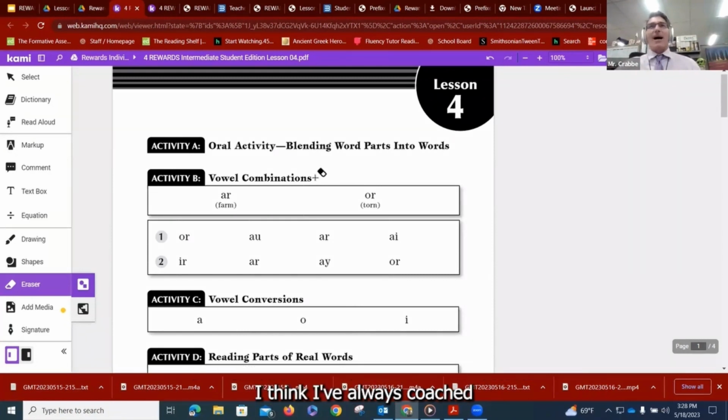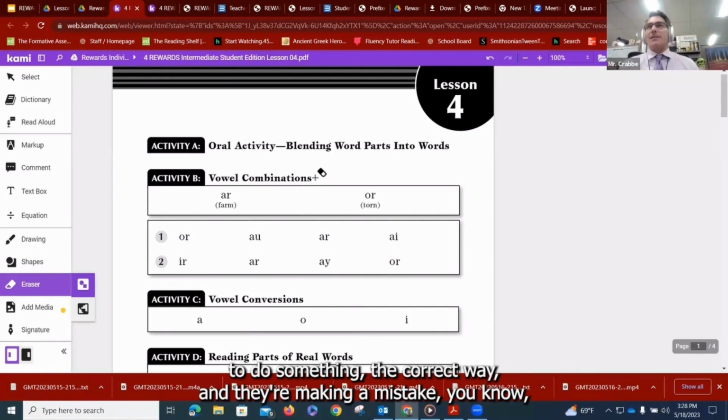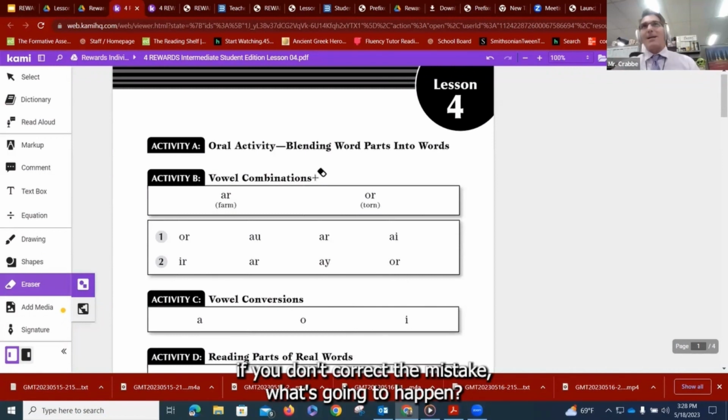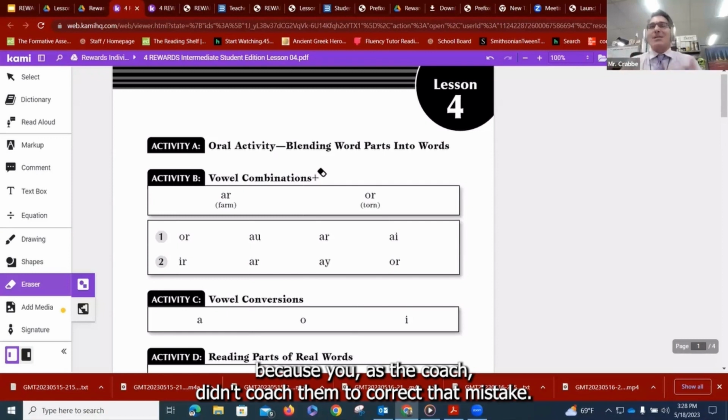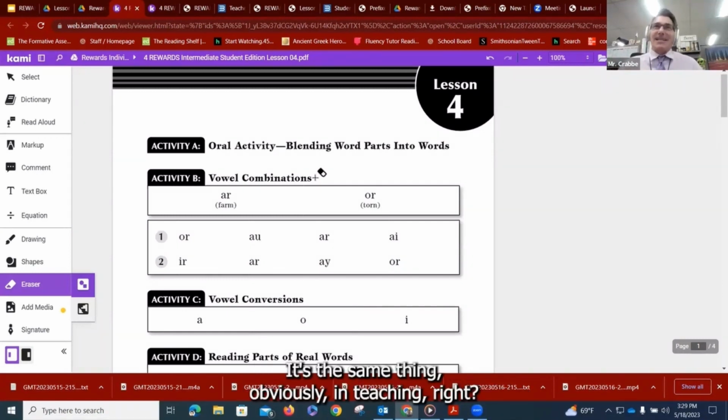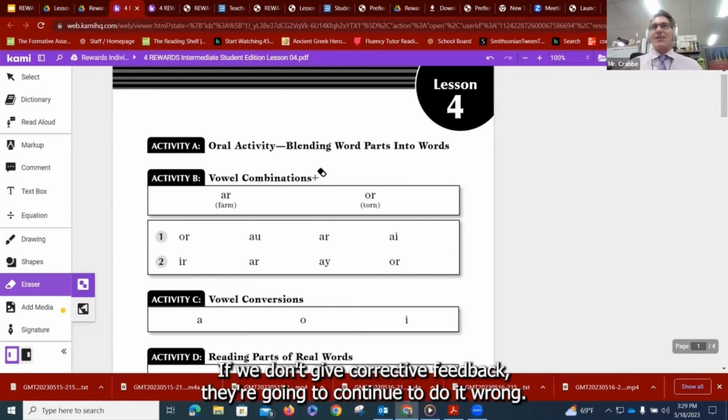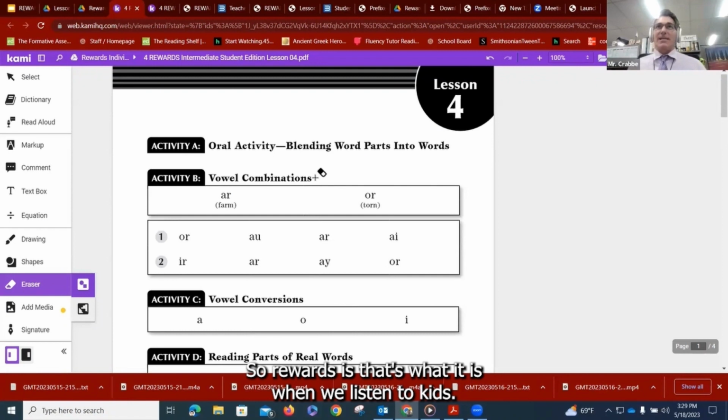I think I've always coached, and I've always known, if you want kids to do something the correct way and they're making a mistake, if you don't correct the mistake, what's going to happen? They're going to keep making the mistake because you as the coach didn't coach them to correct it. It's the same thing in teaching. If we don't give corrective feedback, they're going to continue to do it wrong. So Rewards, that's what it is.